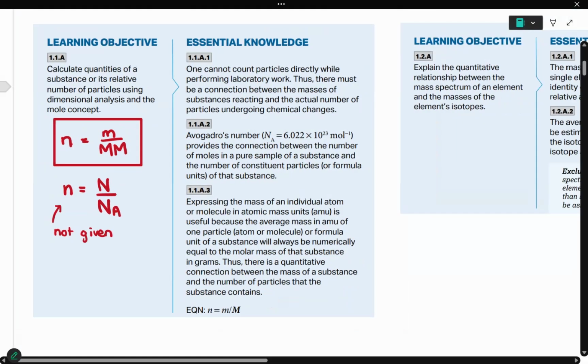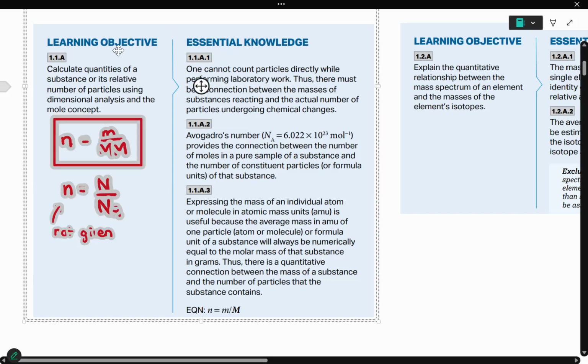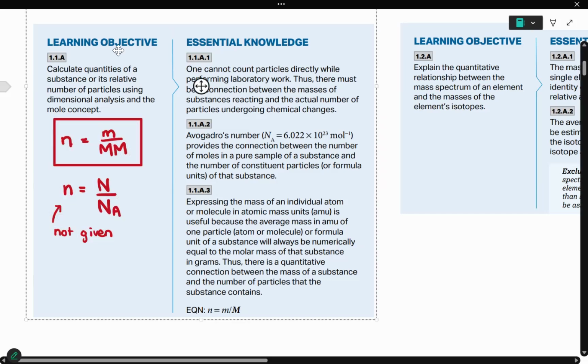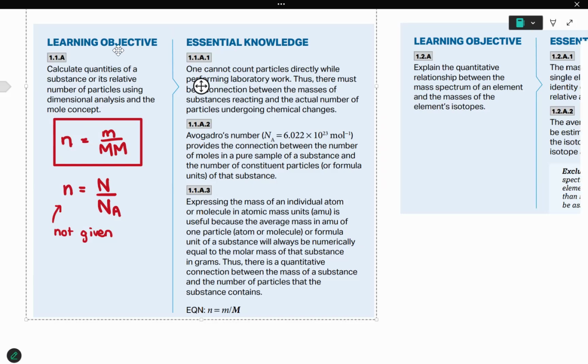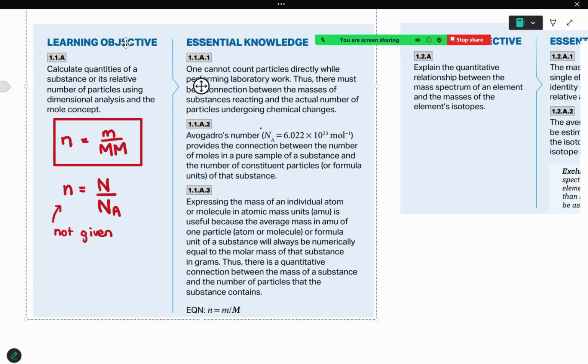So some essential knowledge is that since we cannot count particles directly, there has to be some sort of connection between masses of substances and the number of particles that they have. And then the other one is that Avogadro's number is that source of connection, right? So Avogadro's number is given to you as well on the formula sheet.